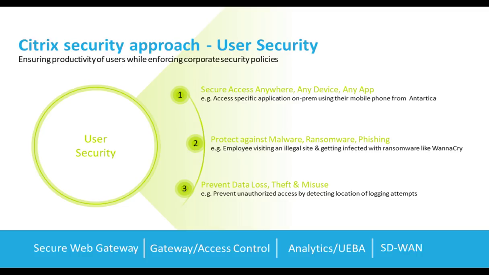How do I ensure that not only am I securing the applications that I own, but also securing my users who are accessing applications they're trying to access on the internet, as well as preventing data loss for users who are trying to steal the data and put it in any unauthorized SaaS applications, for example. So this is a holistic approach that we're talking about at Citrix.